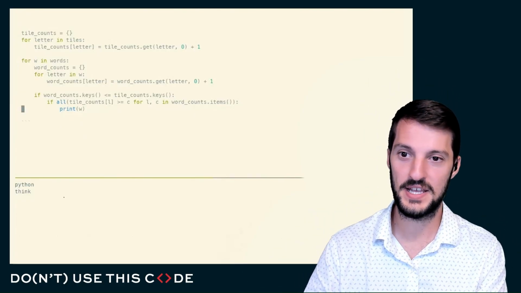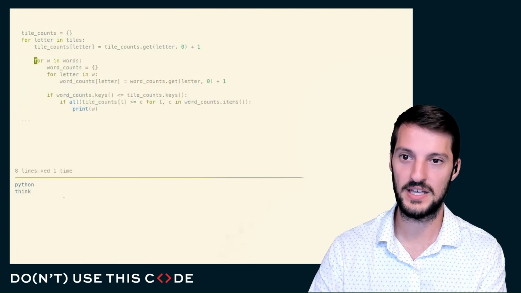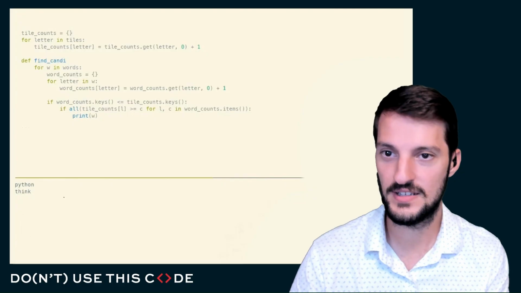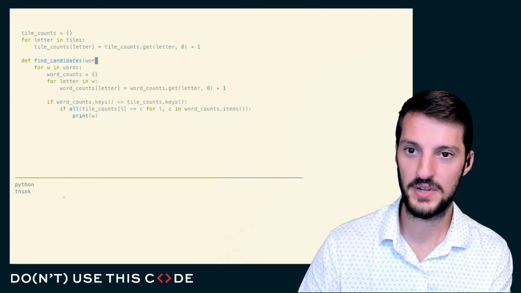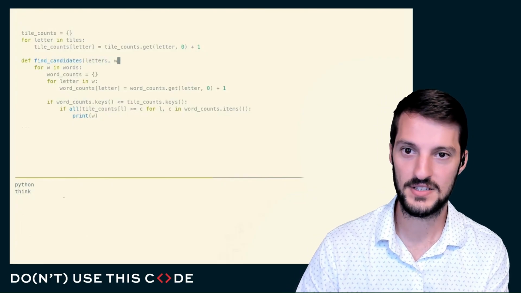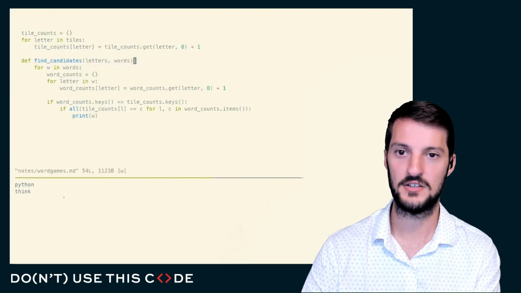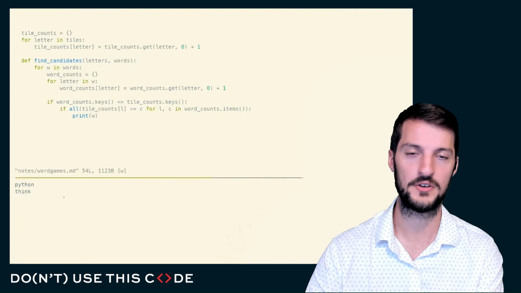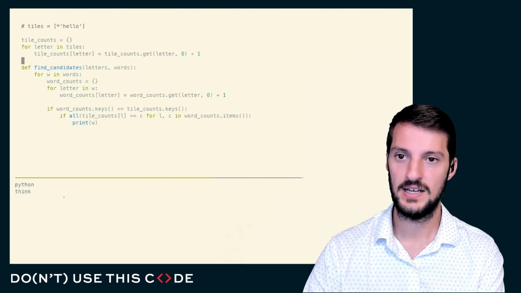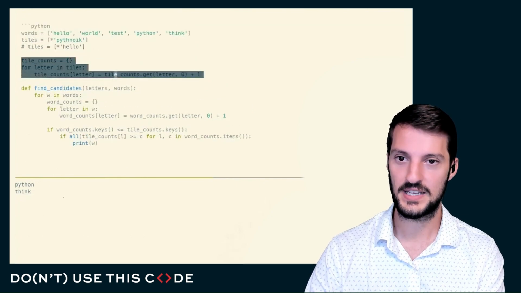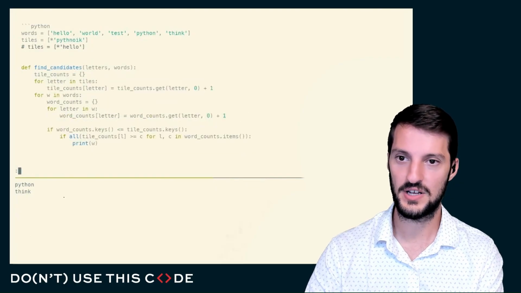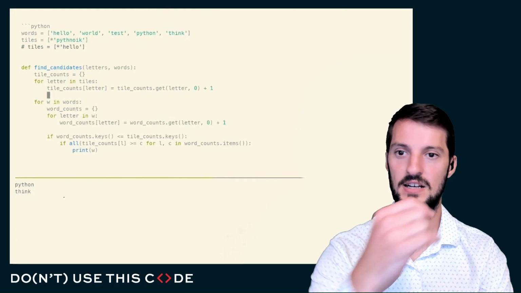And so I might take this logic and throw it into a function and call this find candidates or something of that nature. So here we have some letters, and then we have an enumeration or a set, a list, some container, right, of all the possible words we can match against. Then from here, we can take this logic to build up our data structure.